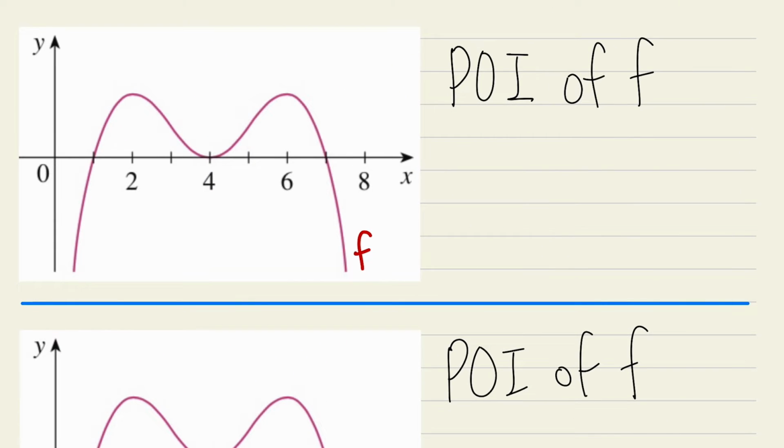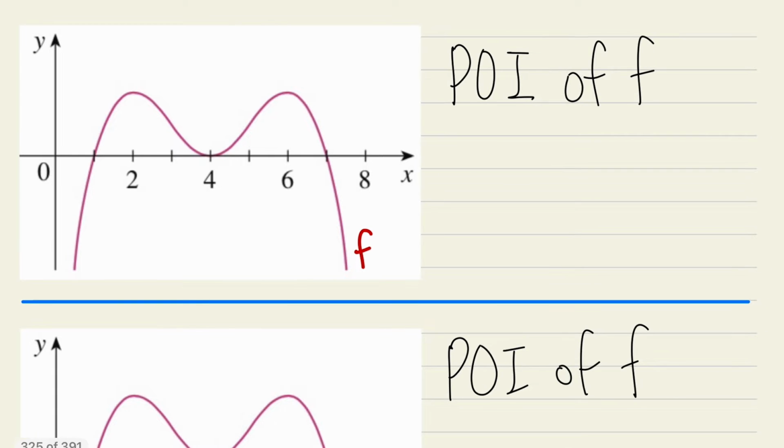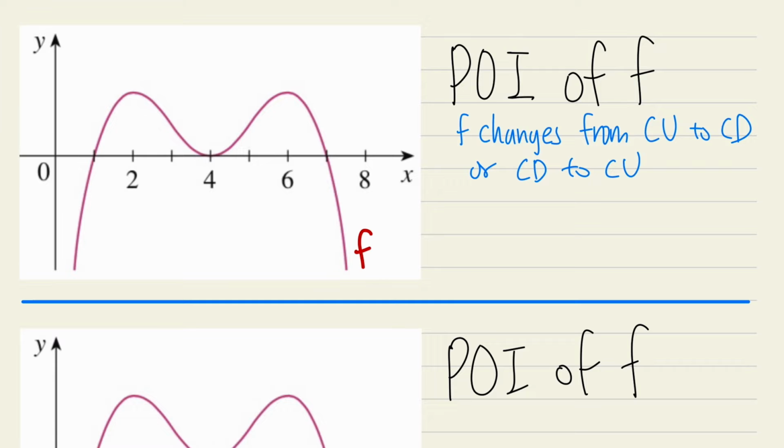So if we are given the original graph and we are trying to find the point of inflection, what you see is what you get. This is just where f changes from concave up to concave down, or the other way around, one way or the other. As we can see, this is concave down and then this is concave up. So we have a first point of inflection right here, and then from here to here is concave up and then concave down. So we have a second point of inflection here.